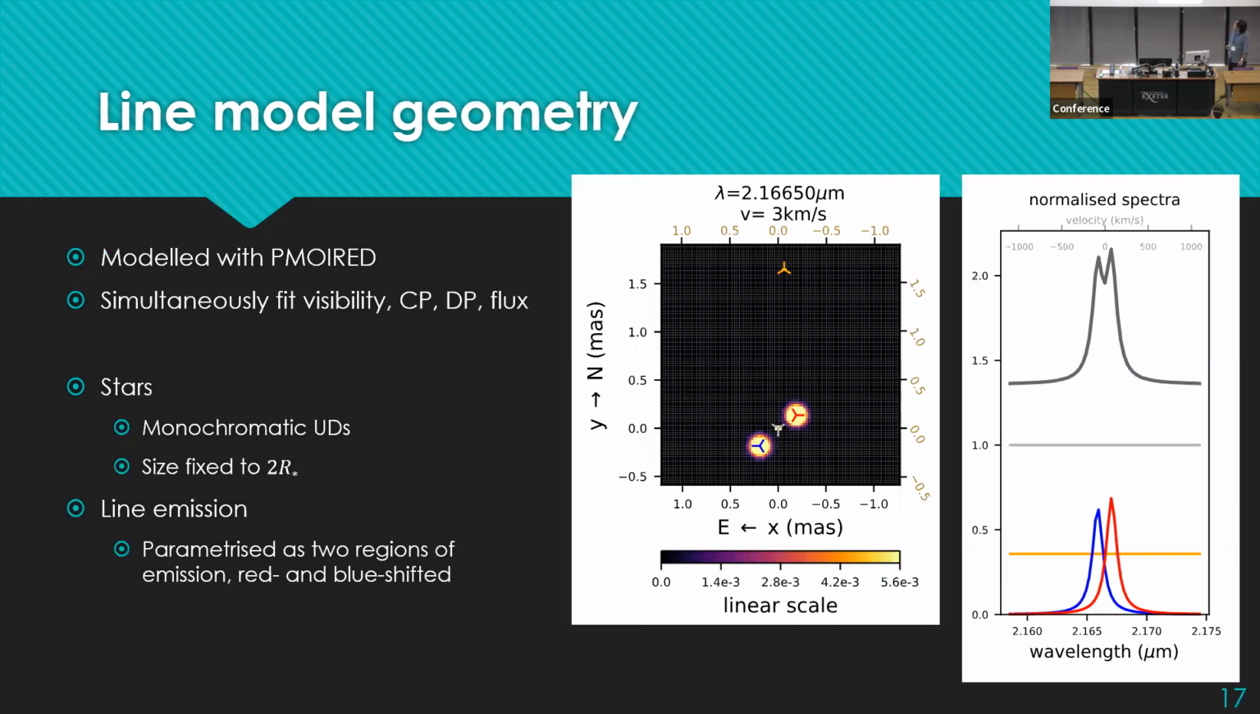And so we can see here, we've done some modeling with PMOIRED to the line. We fit simultaneously visibilities, closure phases, differential phases, and normalized flux across the line. And so we see here we have the primary star and the secondary star, as we fixed their sizes to the radii that were predicted from our stellar parameters. And then we have the Brackett gamma and the helium emission either side of the primary.